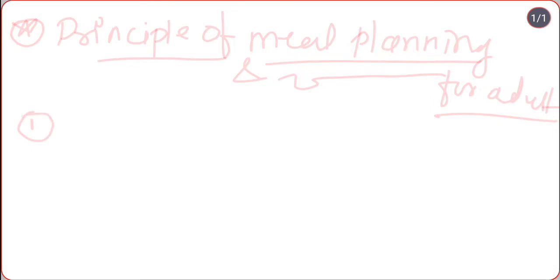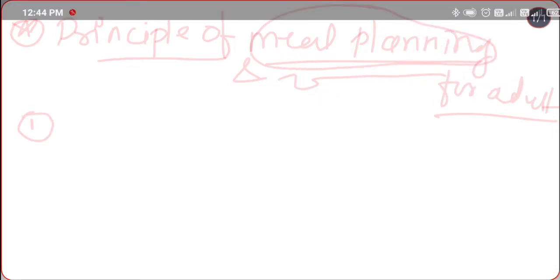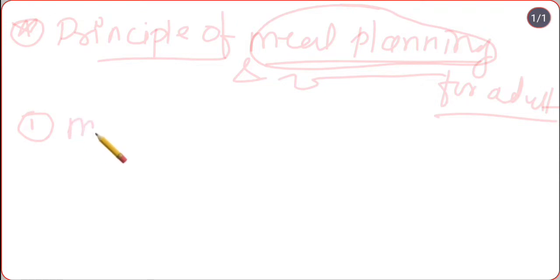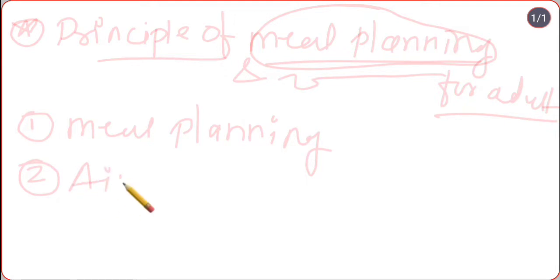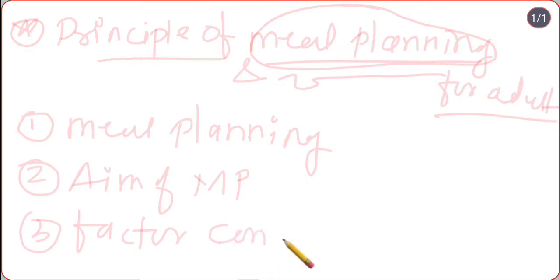Number one point is, first of all, we must know what is meal planning. Then the next point is the aim of this meal planning, aim of MP. I write meal planning just as MP. Then our next topic is the factors to be considered, the factors affecting meal planning.